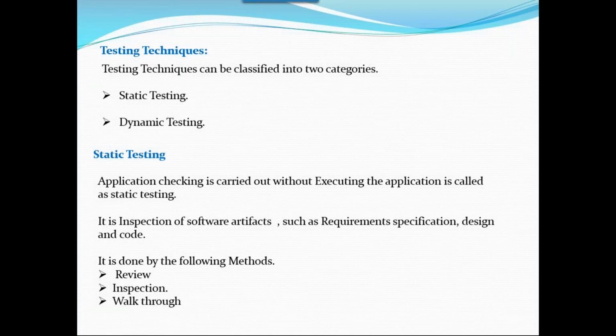Okay, can you give any examples? Yes, we can give examples. Examples of static testing: code review, inspections and walkthrough all come under static testing. And what about dynamic testing? Dynamic testing means with execution of the application. With execution means white box testing, black box testing, and gray box testing. The gray box testing is nothing but the combination of white and black.